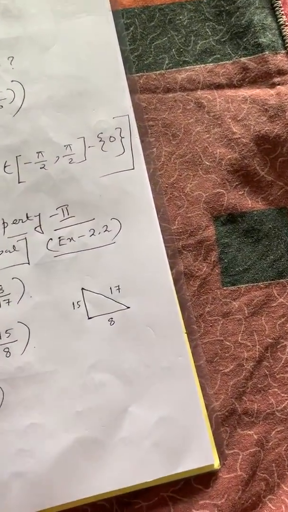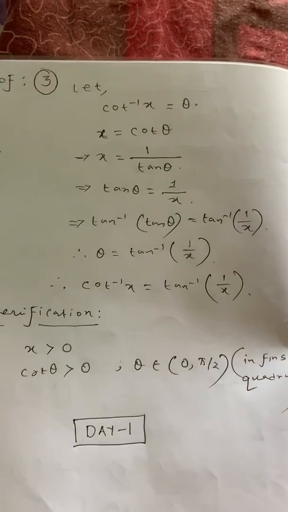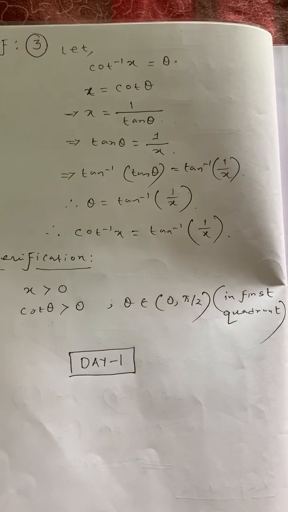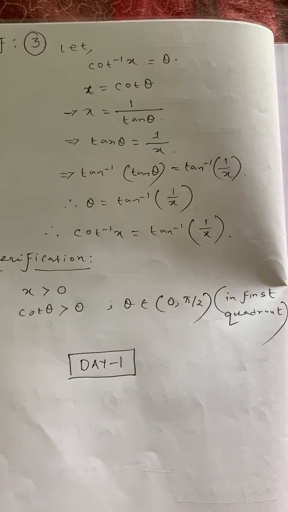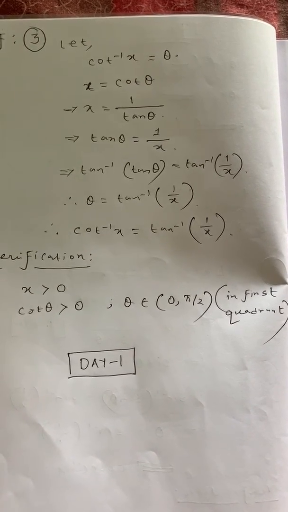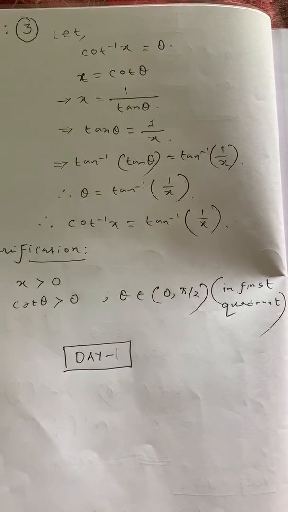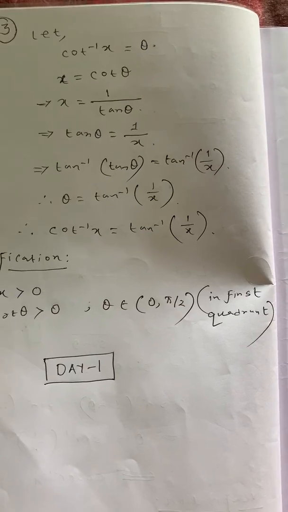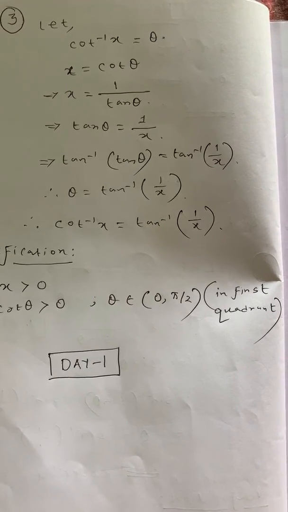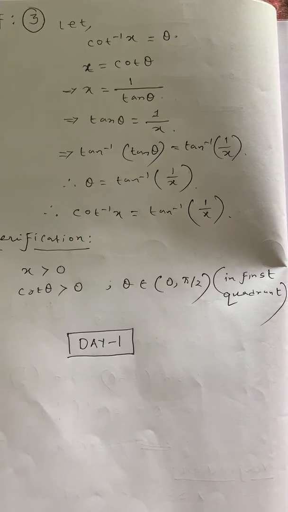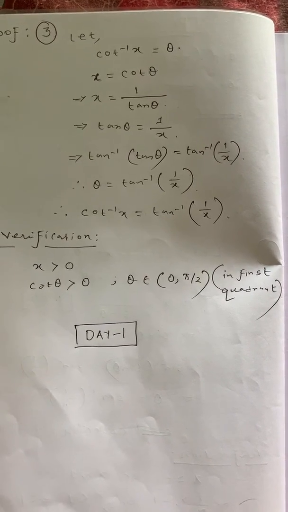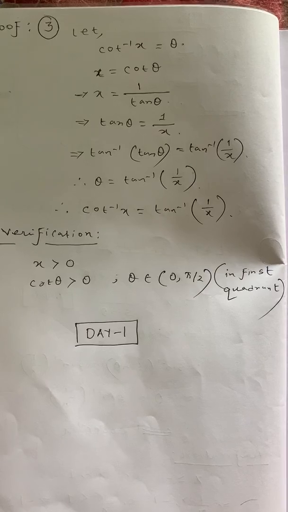Now if we want to prove the other property, that is rule number 3, we take cot inverse x is equal to theta. So x is equal to cot theta, and x is equal to 1 by tan theta. So tan theta is equal to 1 by x. Now taking tan inverse on both sides, it becomes tan inverse tan theta is equal to tan inverse 1 by x. So theta is equal to tan inverse of 1 by x. Therefore cot inverse x is equal to tan inverse of 1 by x.